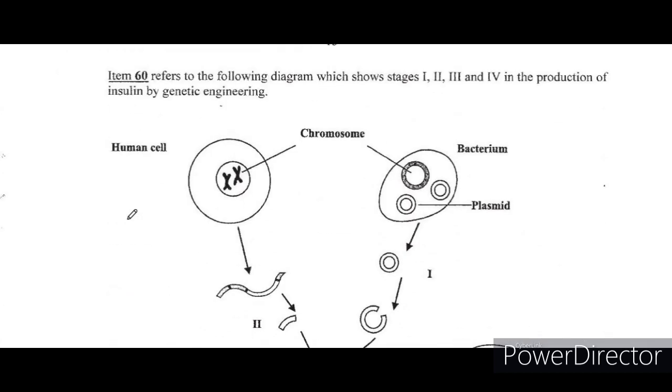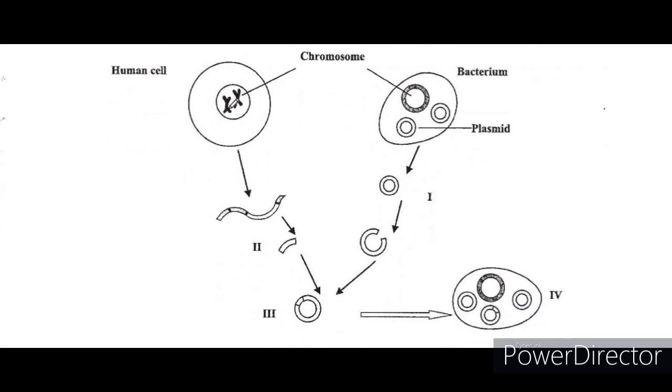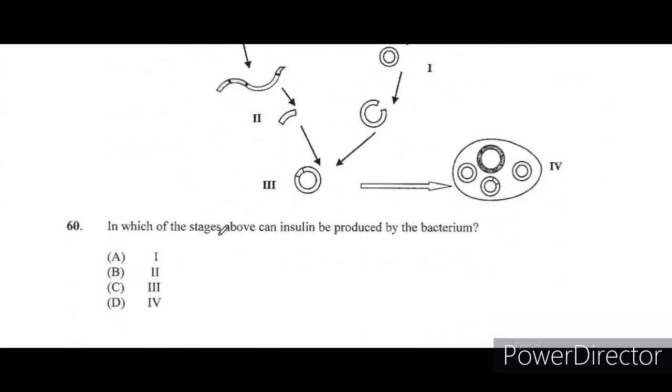Oh, we're at 60, the last one. Item 60 refers to the following diagram, which shows the stages 1, 2, 3, and 4 in the production of insulin by genetic engineering. In which of the stages above can insulin be produced by the bacterium? Here, at stage 4, where the recombinant gene will replicate along with the bacteria.